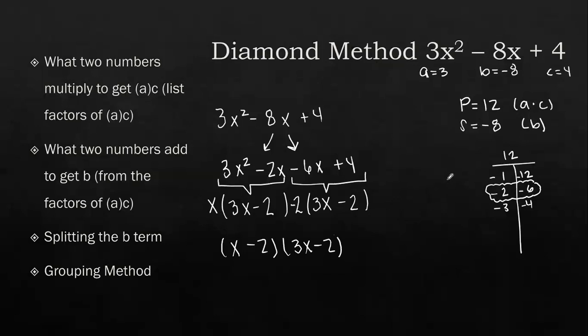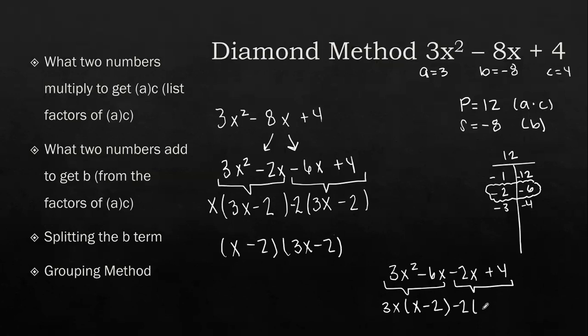Beautiful. I'm glad Alexa said that. Some of you might be wondering, what if I put negative 6x first instead of negative 2x? Would that change your answer? No, it should not change your answer. You should still get the same two factors. So I could have written it 3x squared minus 6x minus 2x plus 4, and yes, you could have. And it would have given you the same thing.